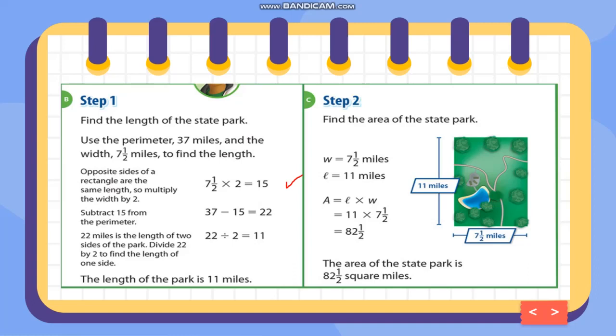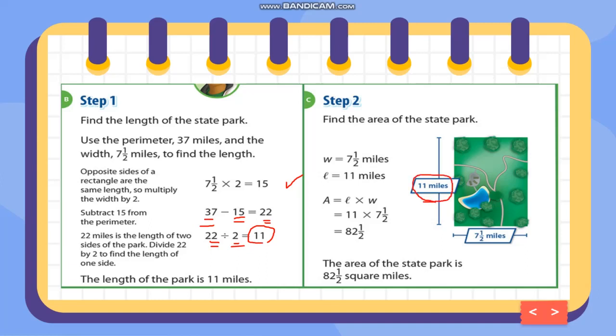And since the perimeter is 37, we need to subtract 15. So 37 minus 15 is 22. Then 22 miles is the total length of the two sides. So we divide 22 by 2 to find the length of one side. 22 divided by 2 is equivalent to 11. That's why we got 11 as the length.